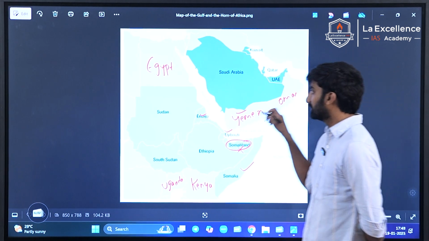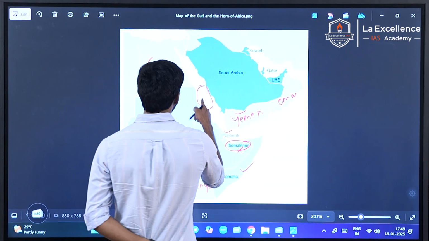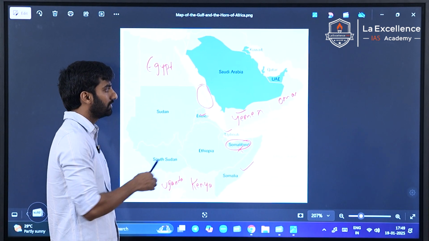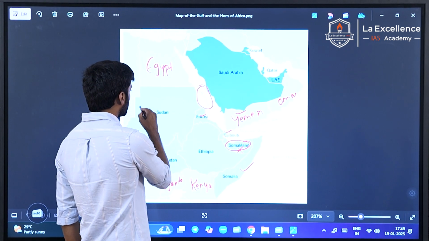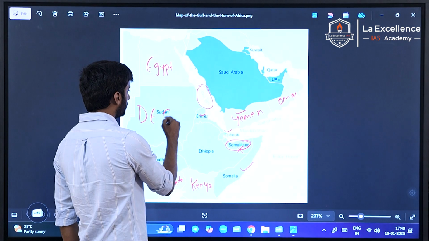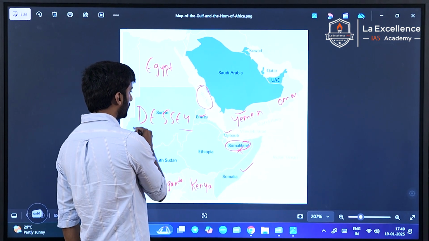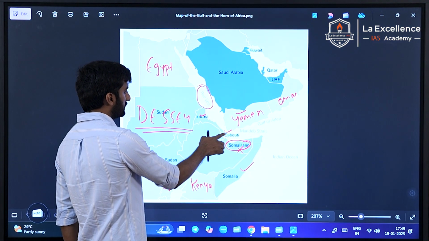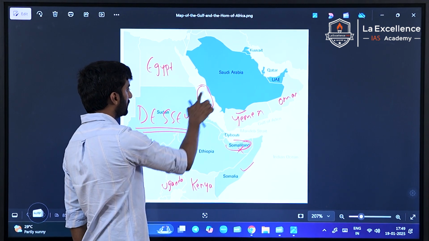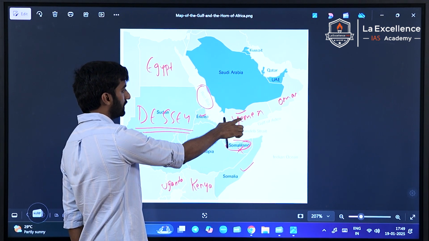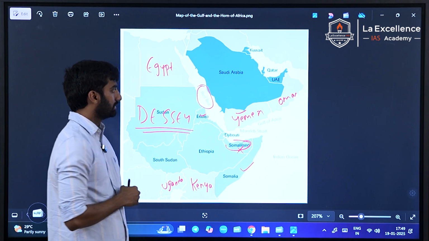Third important fact from this region is this Red Sea. Red Sea and bordering countries is also important, asked couple of times in previous year's questions. So there are 6 countries bordering Red Sea and we have a mnemonic for this Red Sea bordering countries. Code is DESI. D stands for Djibouti, E for Eritrea, S for Sudan, another S for Saudi Arabia, E for Egypt, Y for Yemen. 6 countries bordering Red Sea.